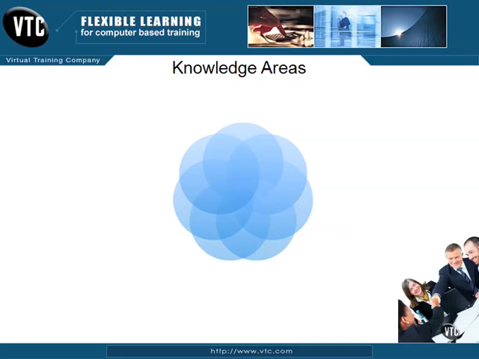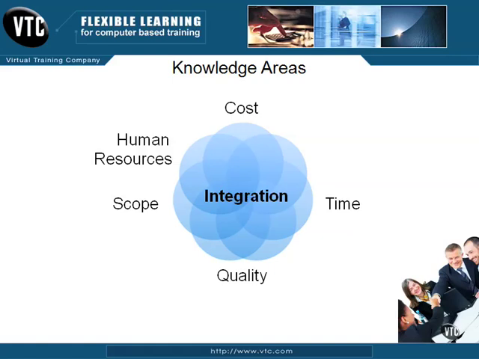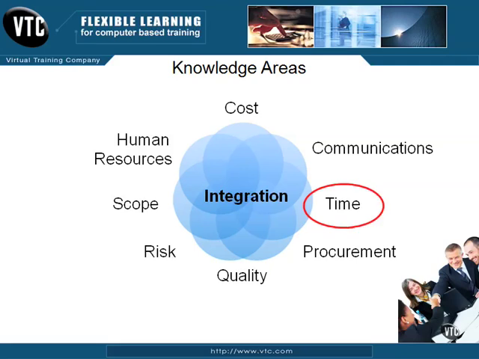This centralized knowledge area is the very first one that the PMBOK guide covers. It is integration. The other 8 knowledge areas include scope, time, cost, quality, human resources, communications, risk, and procurement. Our primary focus for the PMI SP certification exam is on the time management knowledge area, but we will need to touch on each of these other knowledge areas throughout this course series.